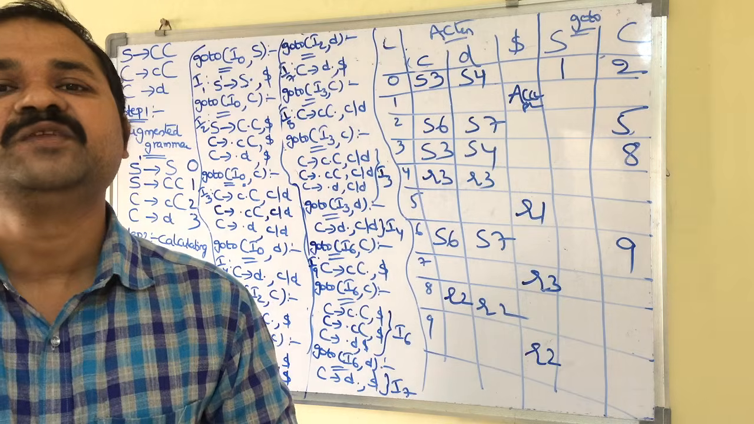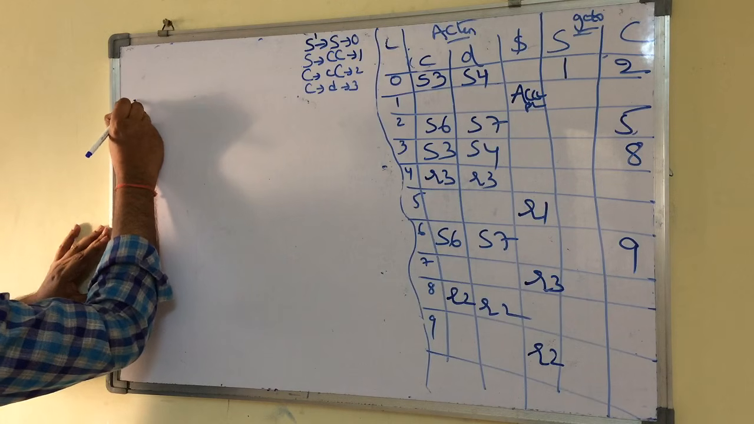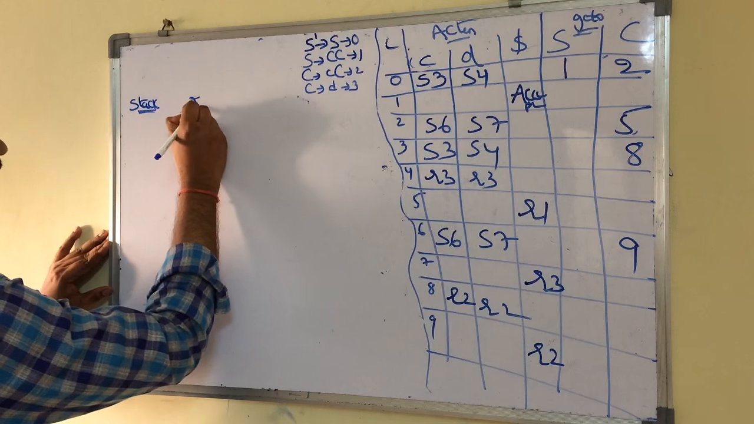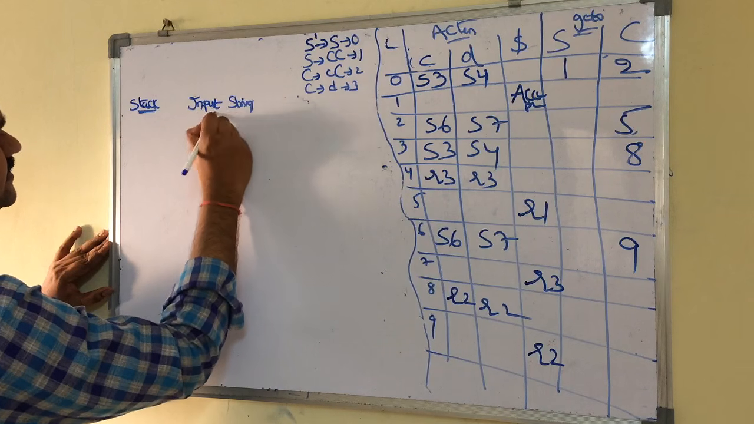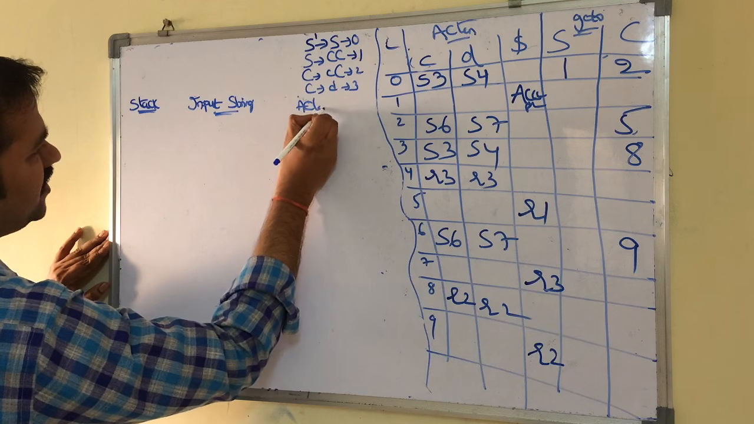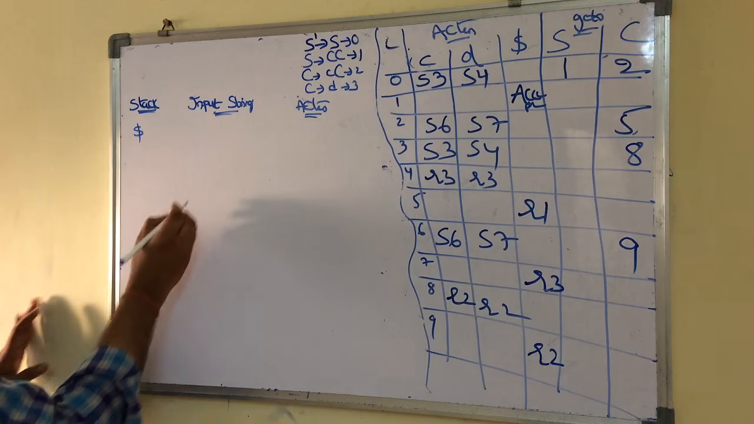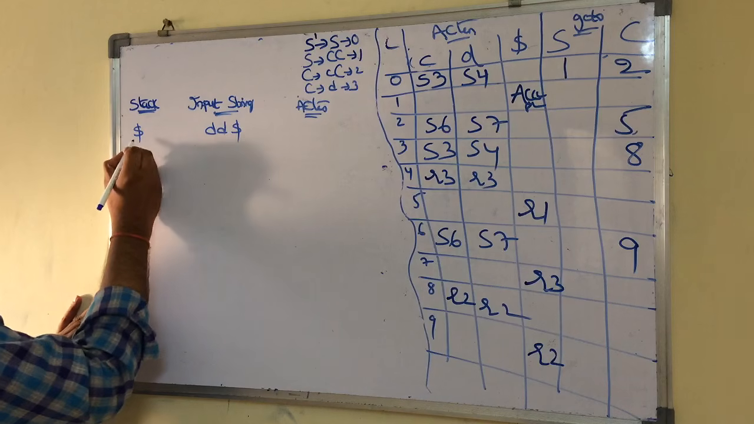Now let us parse an input string with the help of this parse table. Here we have 3 columns. The first column is stack. The second column is input string. The third column is action. Which action are we performing? Shift action or reduce action. The bottom of the stack contains $. Let the input string be DD. The end of the input string contains $.